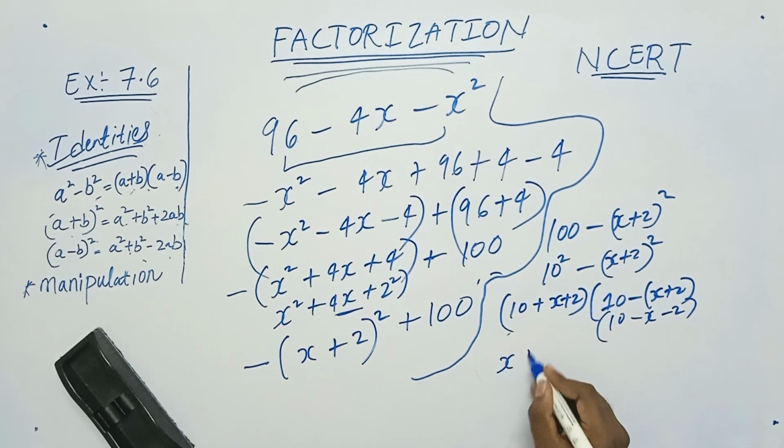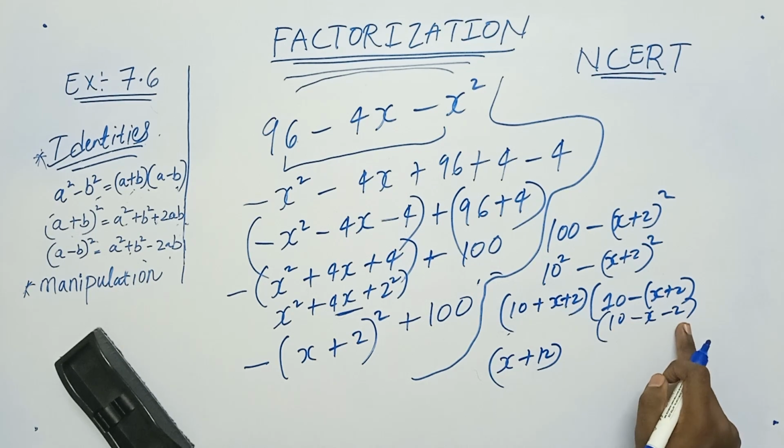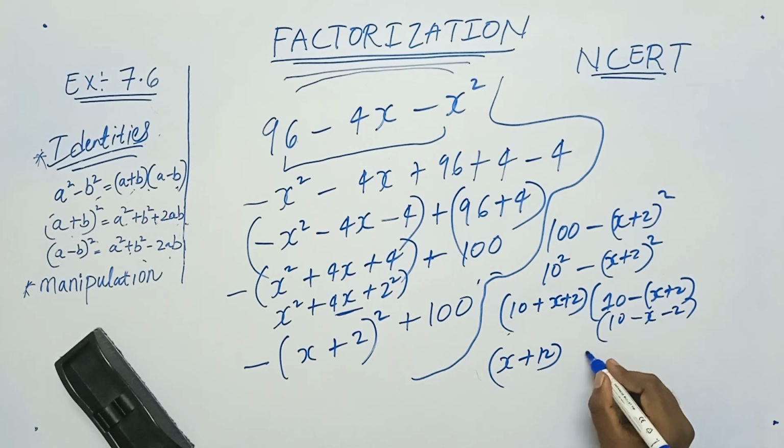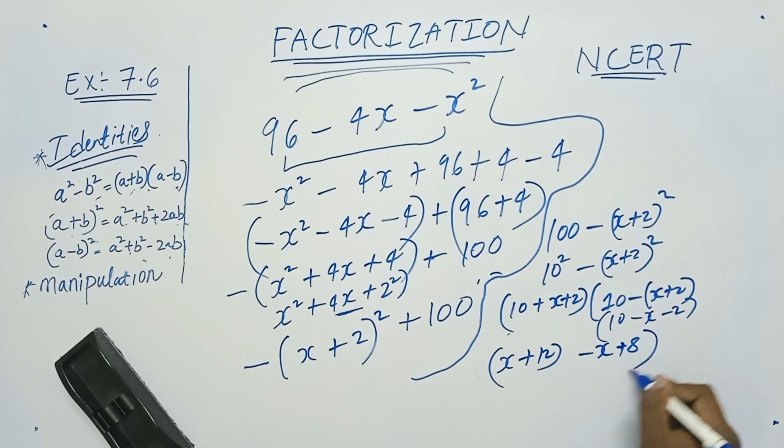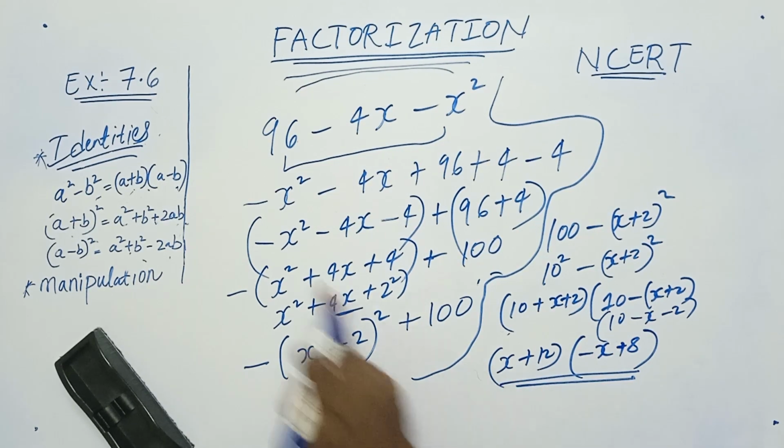We got x plus 2, x plus 12 over here. So 10 minus x minus 2 is how much? It is 10 minus 2, which is 8 minus x, so we get 8 minus x plus 8, right? So we got the two factors over here. So these are the product of factors of the given expression.